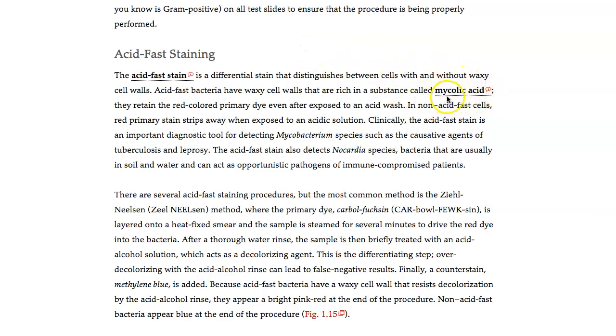They're called mycobacteria because they have in their cell wall a substance called mycolic acid, and the acid-fast stain will stain for that. And it's useful, for example, in detecting tuberculosis infections because they're members of the Mycobacterium genus, and also leprosy, Mycobacterium leprae, also will stain positive for acid-fast. But only these specialized groups of bacteria that actually have mycolic acid in the cell wall will stain positive.